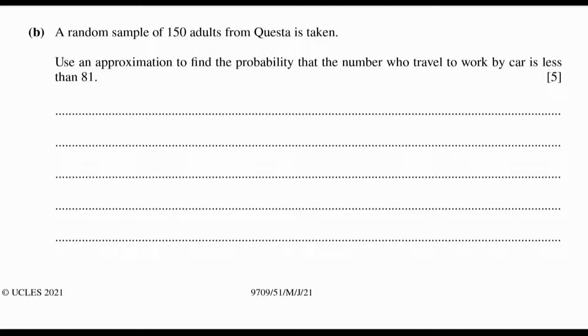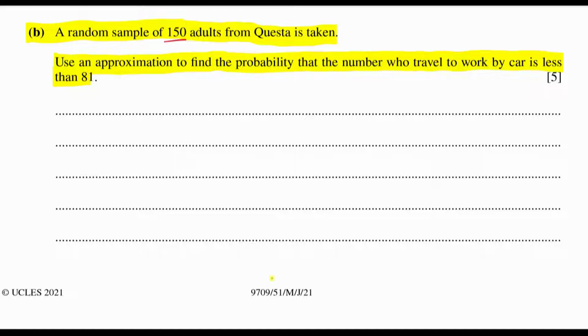Here's the B part of question number 6. A random sample of 150 adults from Questa is taken. Now use an approximation to find the probability that the number who travel to work by car is less than 81. So here we have a binomial distribution, and if we use the approximation, since we can see the number of samples is very large, we can think of approximating with the normal.